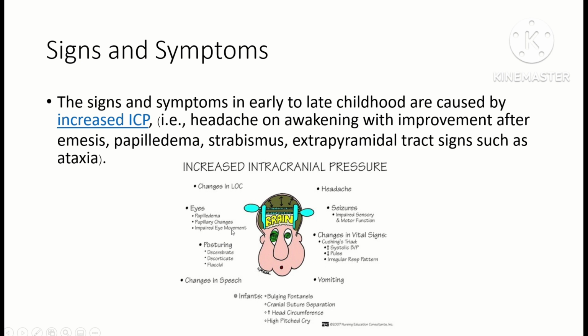This is a picture that you can remember. Infants have bulging fontanelles, suture separation, increased head circumference, high-pitched cry, and headache, seizures, in some cases change in mental status, vomiting, change in speech, abnormal posture, abnormal eyes, strabismus, and loss of consciousness. These are signs of increased intracranial pressure.